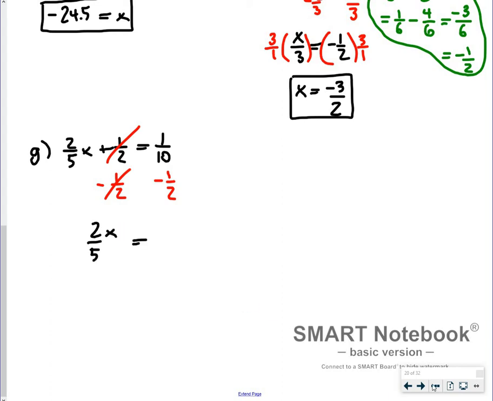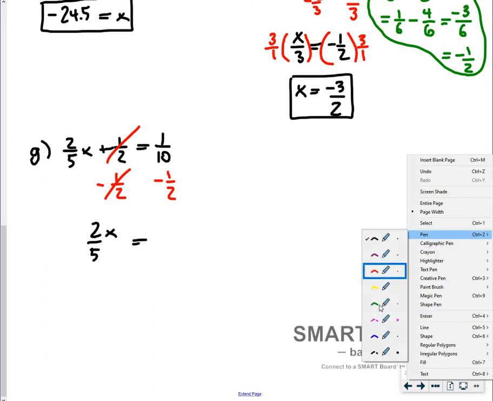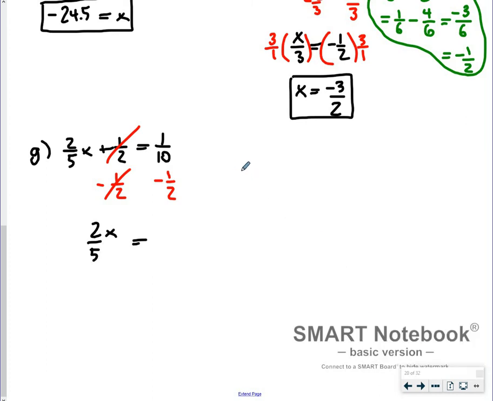And then I need to do some fraction work on the right. So 1/10 minus 1/2. Lowest common denominator there is 10. So if I multiply top and bottom of this fraction by 5, I get 5/10. That's equivalent to 1/2. Denominators are now the same.